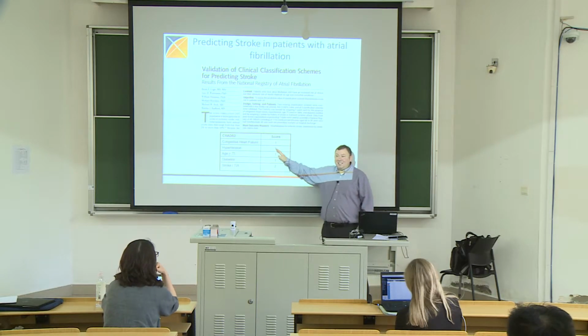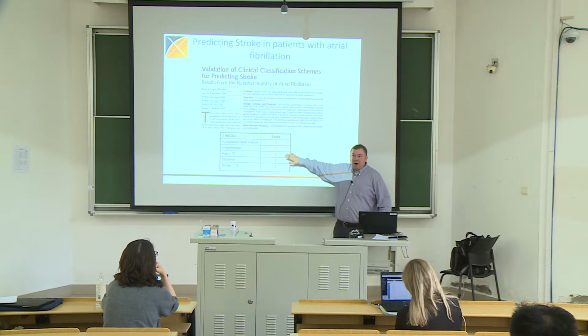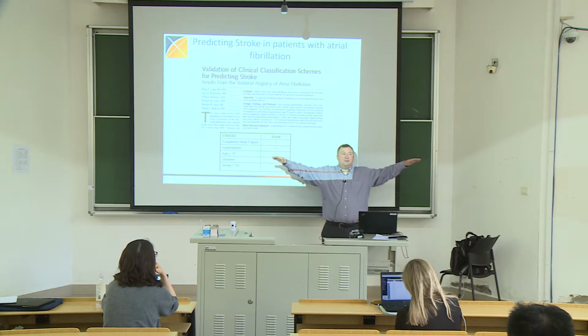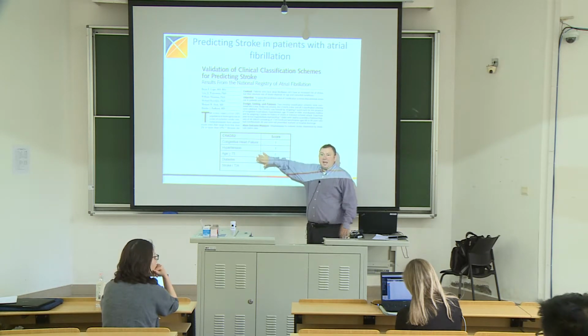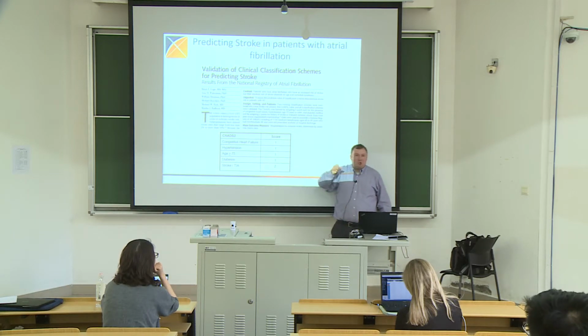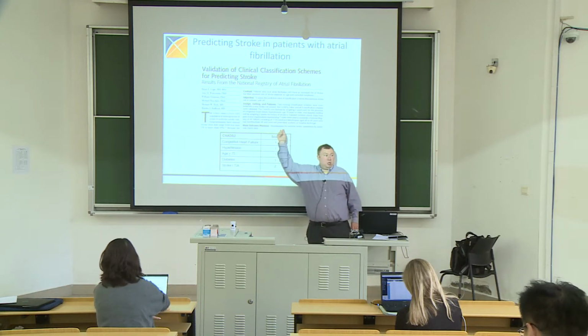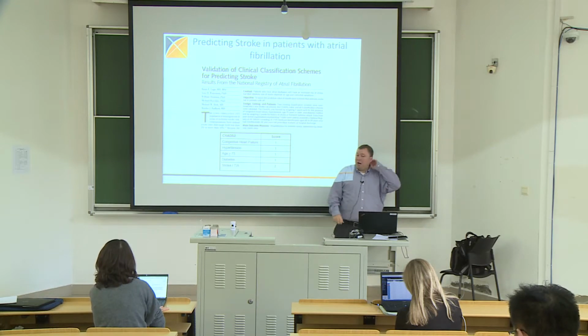So this is the idea that if we didn't have this model, every patient with atrial fibrillation would have to be treated the same. But because we have this model, we can use the score to decide which patients we're going to treat and which patients we're not going to treat.